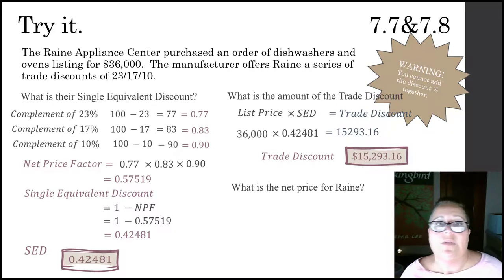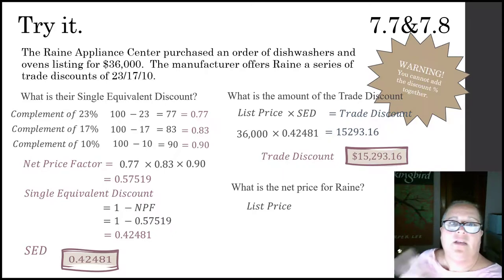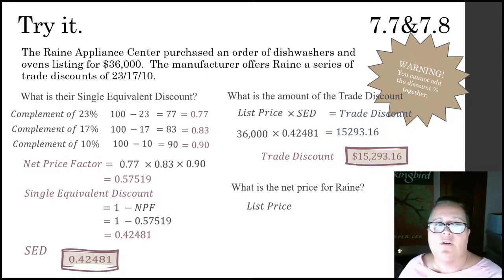What is the net price left for Rain? What price are they going to be left to pay? That's what net price means. In order to do that, we can do list price, again, two ways. I know that the list price is the trade discount plus the net. So if I've got the trade discount, I could do list price minus that $15,293.16. That would be fine. That would get me right to the net price.